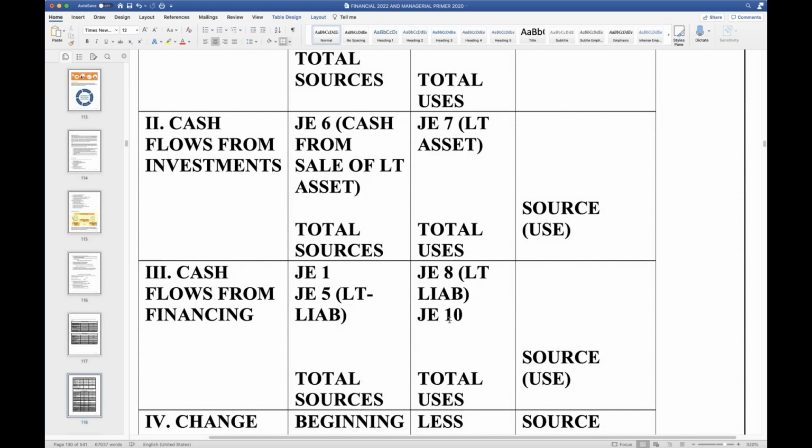What is journal entry 10? Payment of dividends. Payment of dividends. Right. Oh, yeah. Thank you, Cameron.